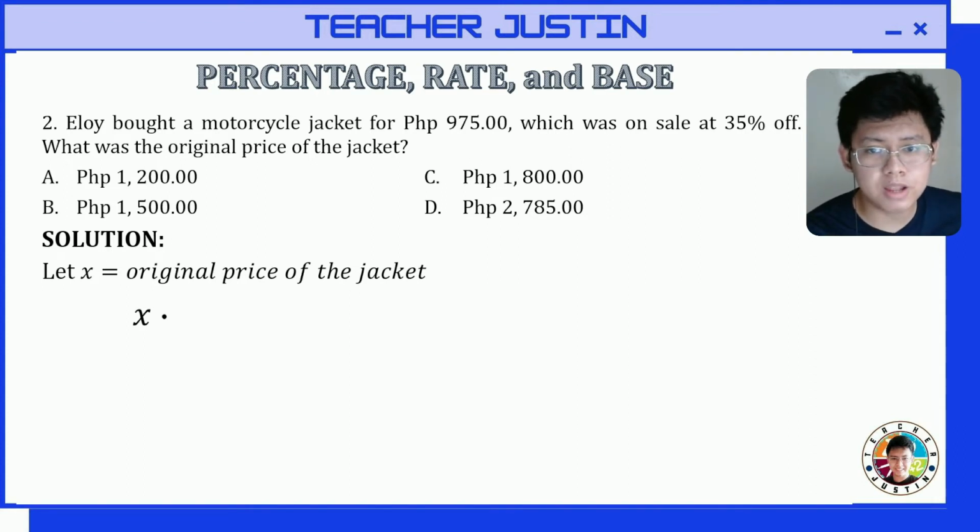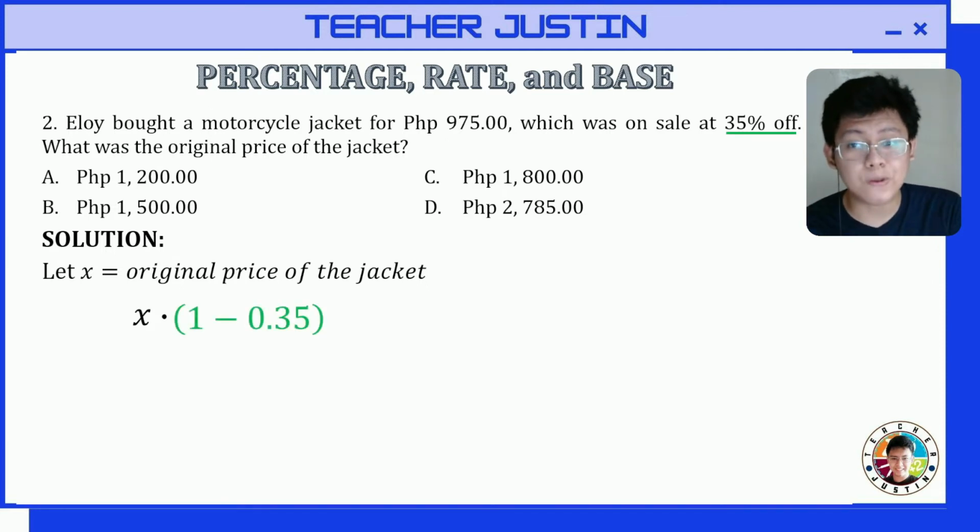Next, according to the problem, nabili niya to ng nasa 35% off. So, ibig sabihin ng 35% off, yung original price na 100% binawasan ng 35%. Okay? So, it will be translated as 1 minus 0.35. Yung 1 dito is the 100% of the price minus the 35% na discount. So, 0.35. Yan. So, kinonvert na natin siya to decimal.